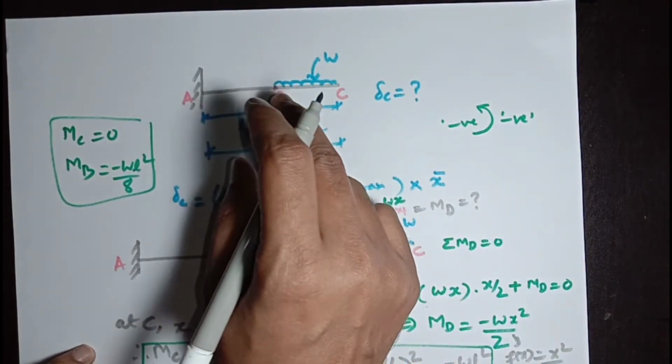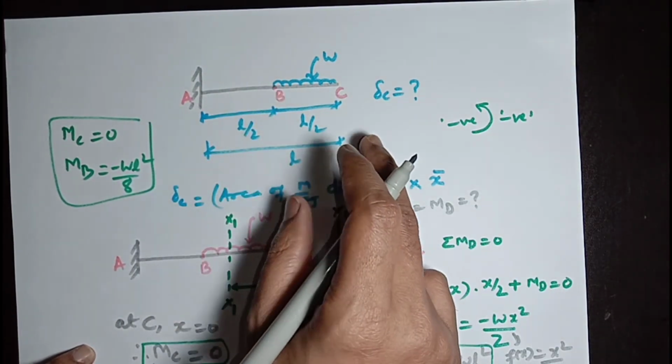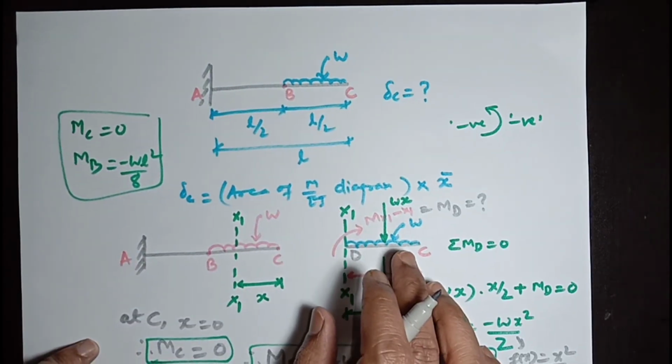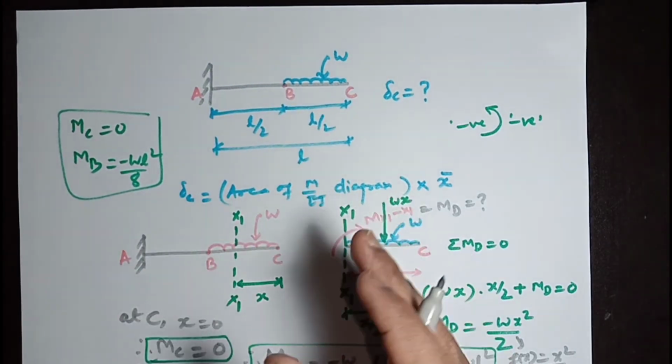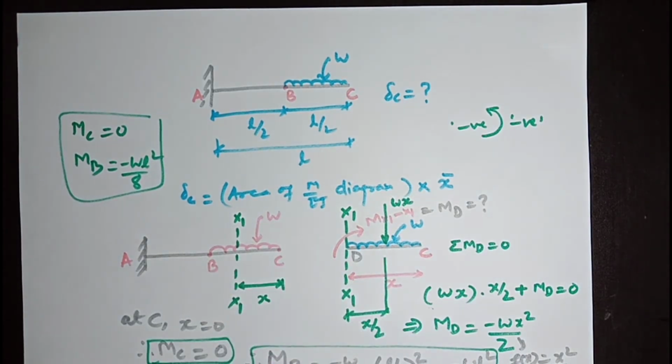After that we will be calculating the bending moment from B to A, so that we can draw the entire bending moment diagram from C to A. Then after that we will find the area of that bending moment diagram. So now we are going to find the bending moment from B to A.